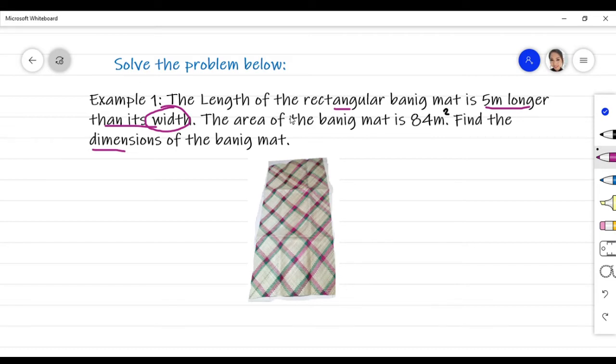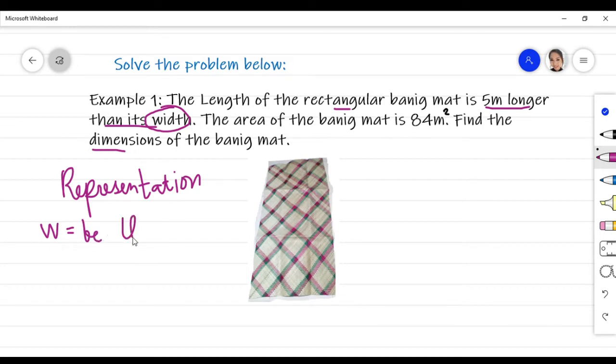So how do we solve this? Now, we have to represent what are the statements here in our problem. So let's represent. So that falls in the representation, right? So width, we do not know. So that's unknown.